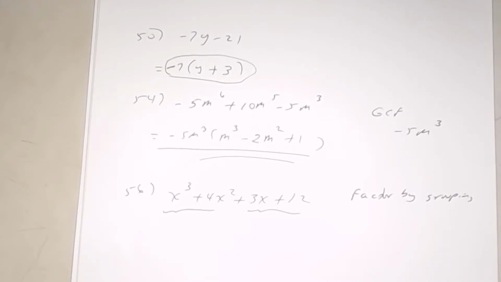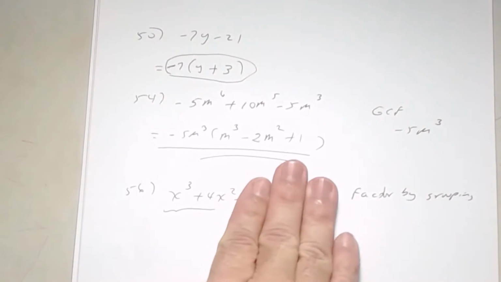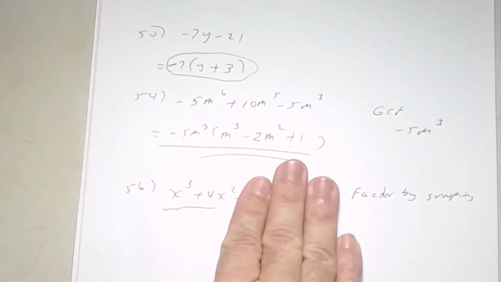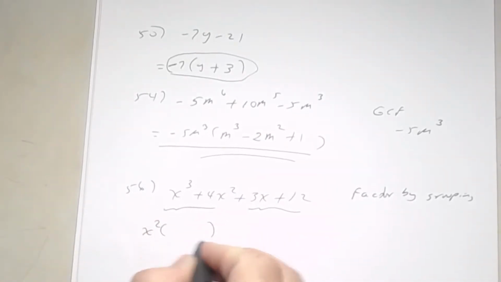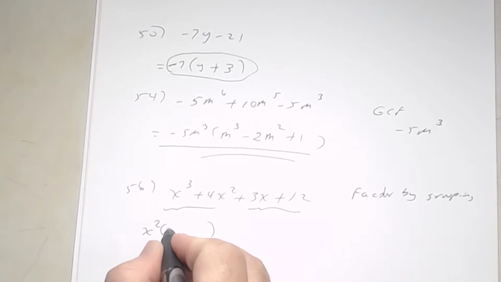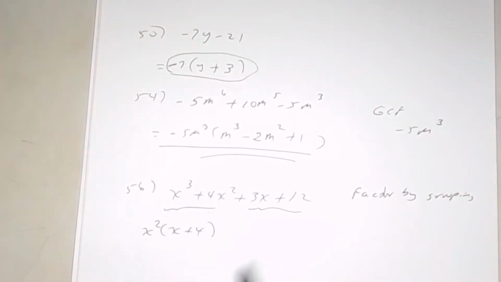As you go through this, you can cover up groups if you need to. If I cover up this part here and you look at the first group, what is your GCF of the first group? X squared. So I'm going to take out an x squared from the first group. And what's going to be in parentheses? X plus 4. Make sure you understand that's an x plus 4, because x squared times x is x cubed, and x squared times 4 is a positive 4x squared.